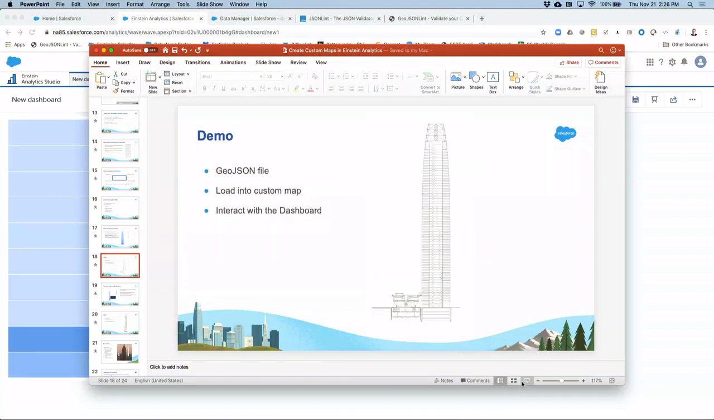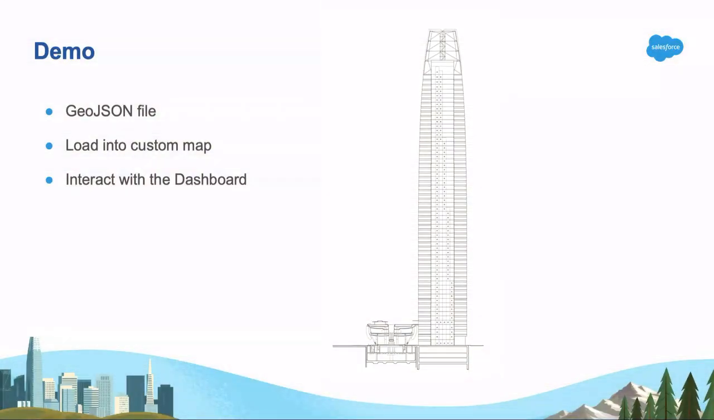Oh, and when you're creating a GeoJSON file for something like this, I highly recommend that you find a good data source. So I found this diagram of the Salesforce Tower. It helped me figure out what the shape of the building needed to look like.